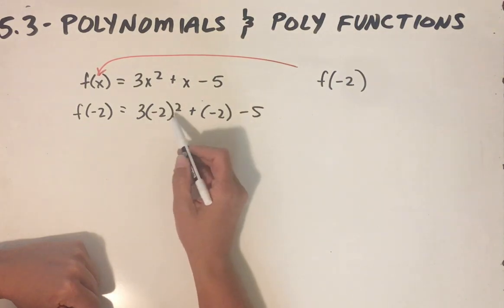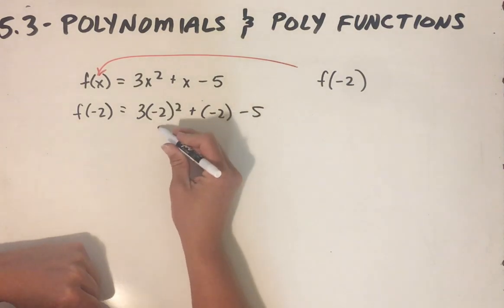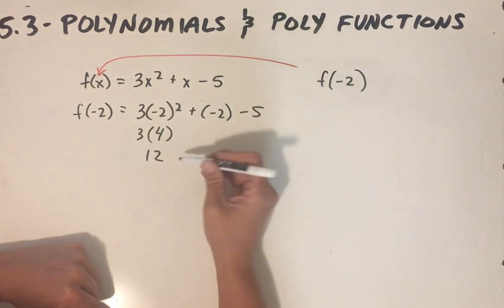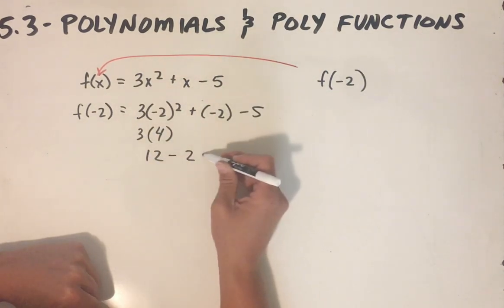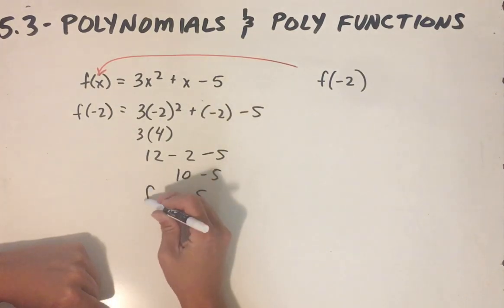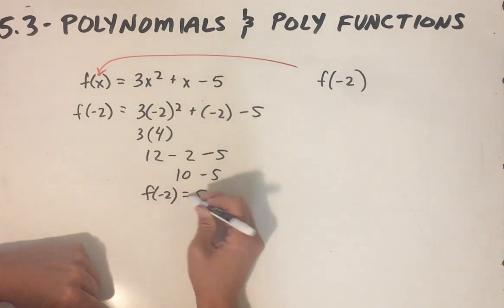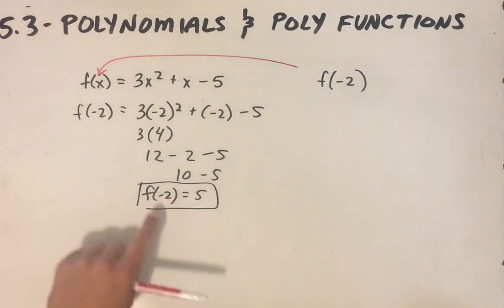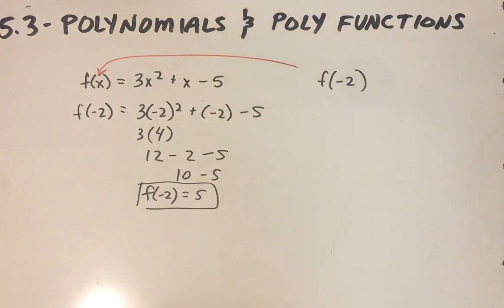So again, the first thing here is negative 2 times negative 2. That's going to give me 4. 4 times 3 is 12. 12 minus 2 minus 5, well, that's going to be 10. Minus 5 is going to give me 5. So the f of negative 2 is equal to 5. So when x is negative 2, the value of this polynomial function is 5.